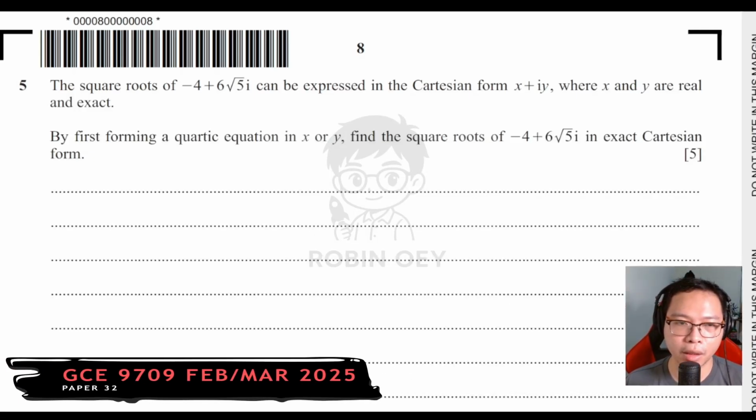For number 5, the square roots of negative 4 plus 6 square root of 5i can be expressed in the Cartesian form of x plus iy, where x and y are real and exact. By first forming a quartic equation in x or y, find the square root of negative 4 plus 6 square root of 5i in exact Cartesian form.